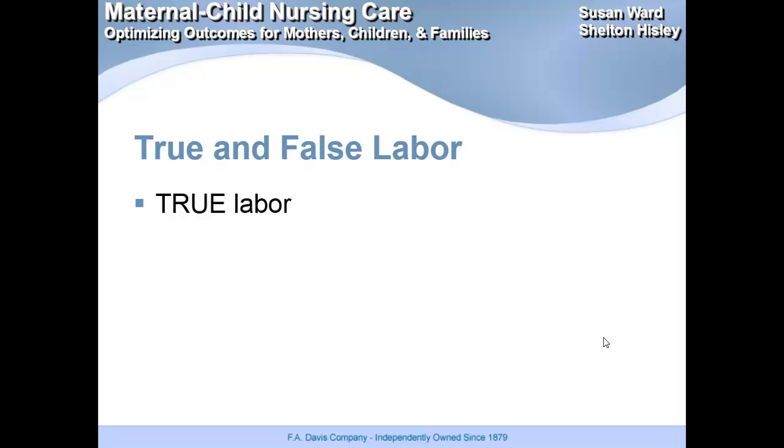So, figure 12-1 on page 367 will show the differences between true and false labor. Again, that false labor, I talked about no cervical changes, and the contractions are just felt in the abdominal region. And when the woman stops walking or whatever activity she's doing, then the contractions stop. They don't increase in intensity.